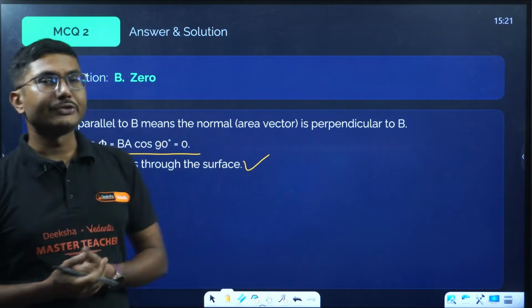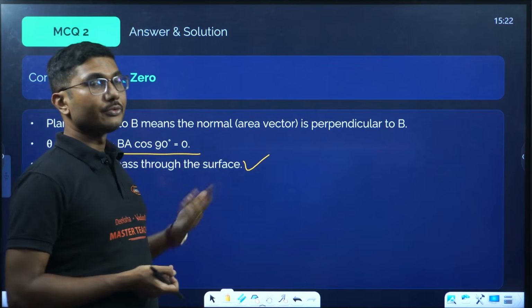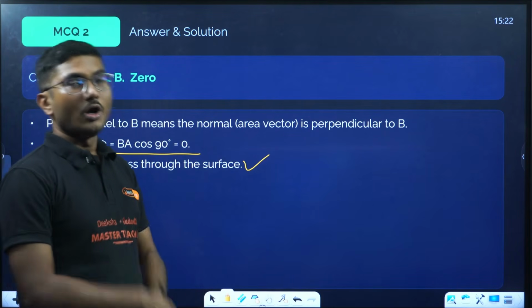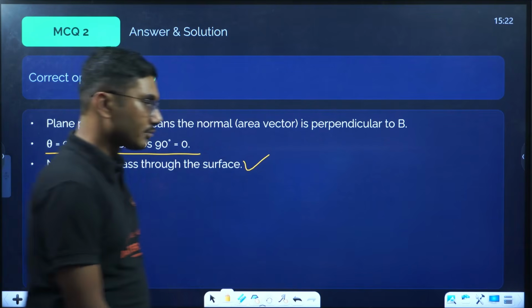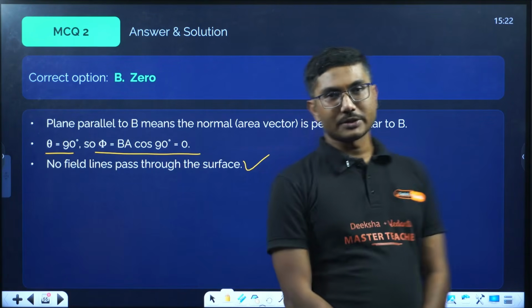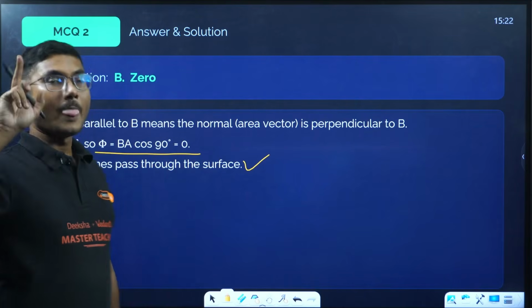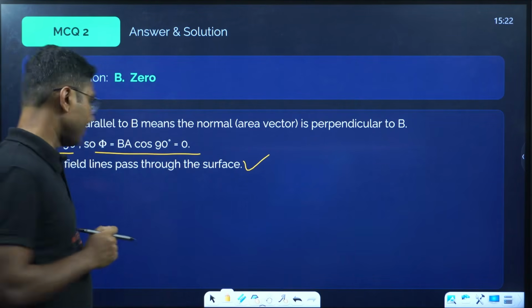So in case you see a question similar to this, and they ask which of the following statements is true: maximum number of field lines pass through the surface, some field lines pass through the surface, or no field lines pass through the surface, you have to answer no field lines passing through the surface.